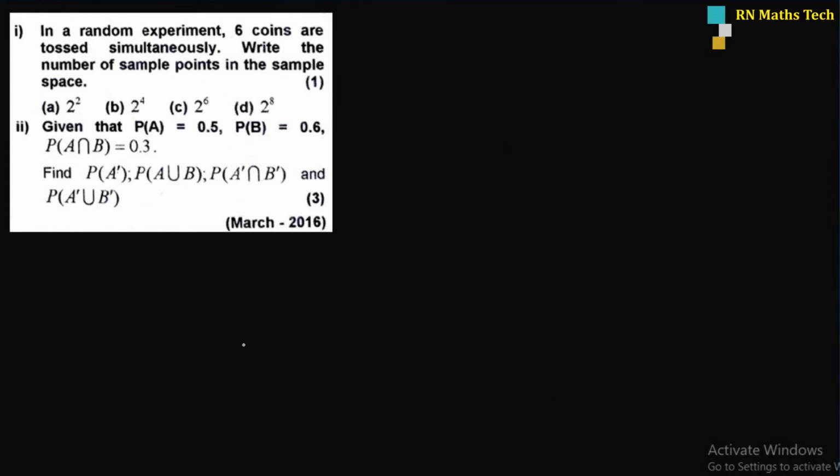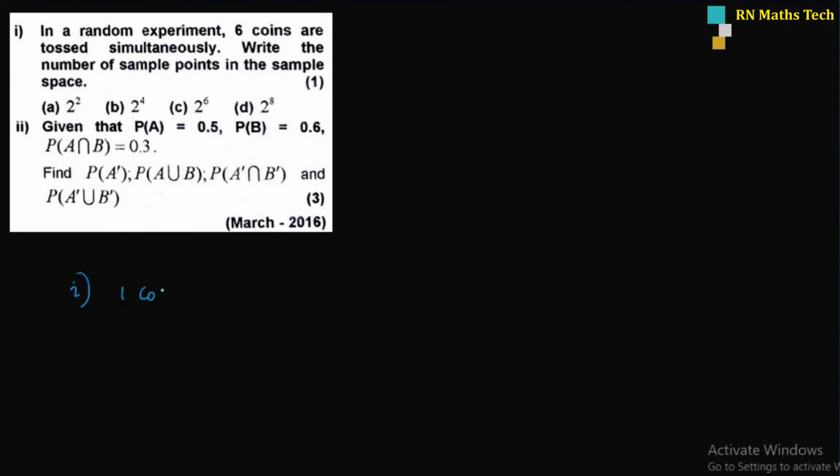Now next is a random experiment. In a random experiment, 6 coins are tossed simultaneously. Write the sample points. See, when a coin is tossed, the number of elements in the sample space is 2 raised to 1. 2 coins are tossed.